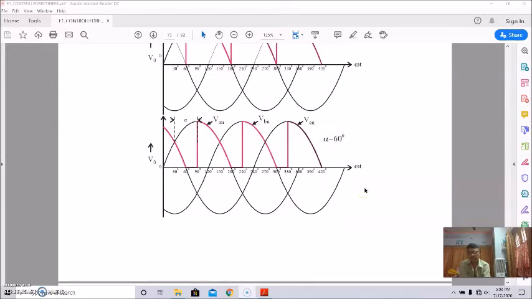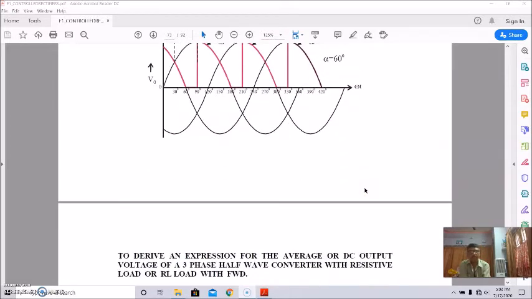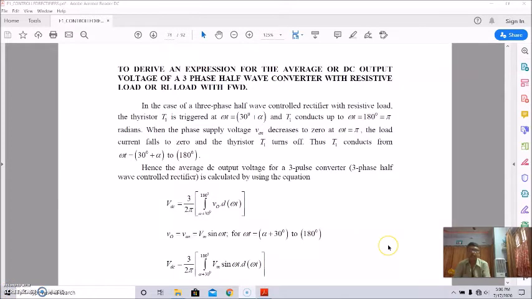In the next class we will discuss the three-phase half-wave converters with resistive load or RL load with freewheeling diode. So, to derive an expression for the average or DC output voltage of a three-phase half-wave converter with resistive load or RL load with freewheeling diode.